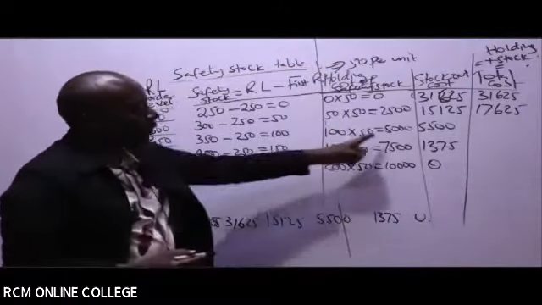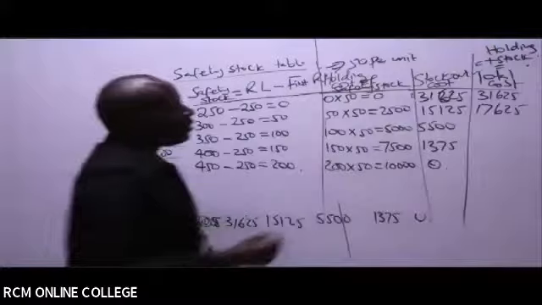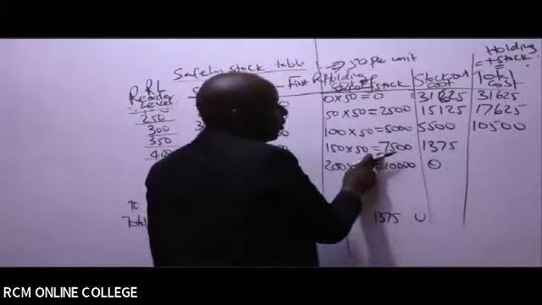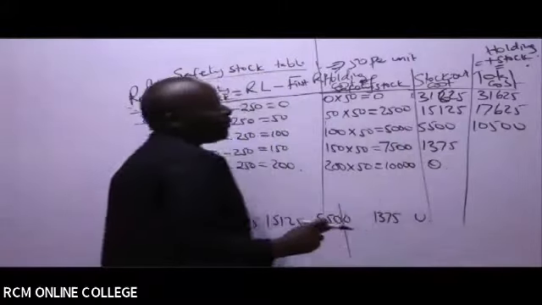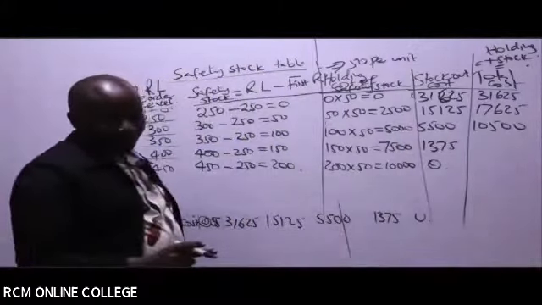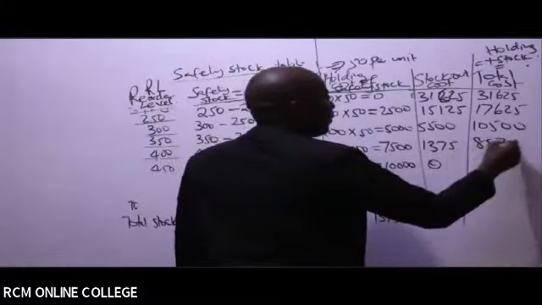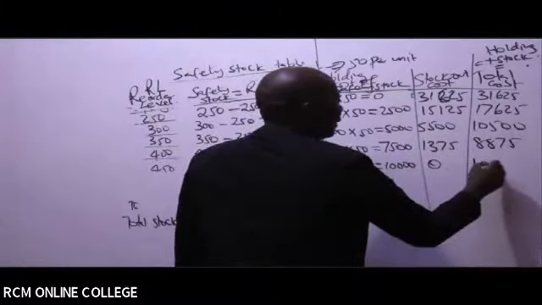17,625. And then we have 5,000 plus that. 10,500. Then you take here 7,500 plus this 1,375. 88.75 from Ismail. And then we have 10,000.